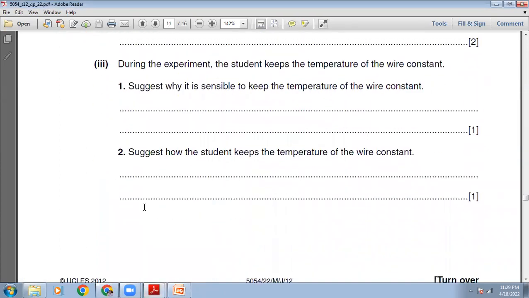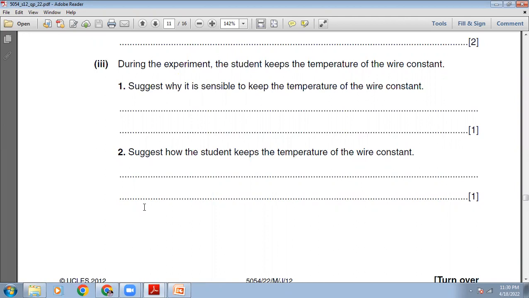The third part: during the experiment, the student keeps the temperature of the wire constant. It's sensible to keep the temperature of the wire constant. If the temperature of the wire changes, its resistance will change. So it's very important to keep the temperature of the wire constant. Then the question is: suggest how the student keeps the temperature of the wire constant.